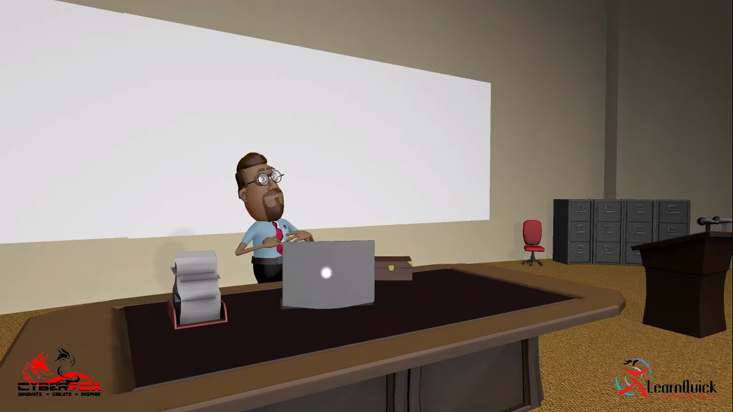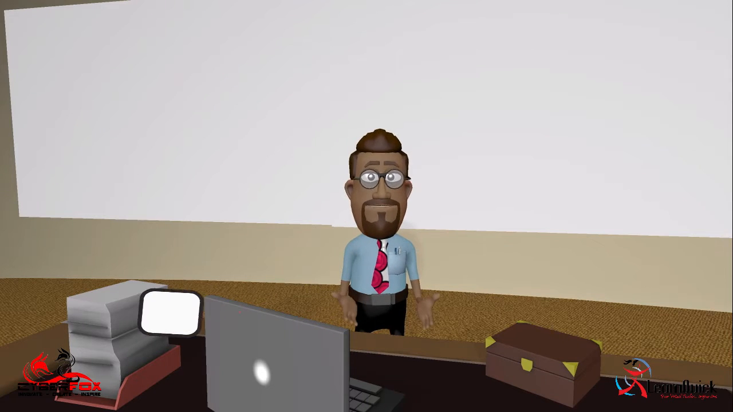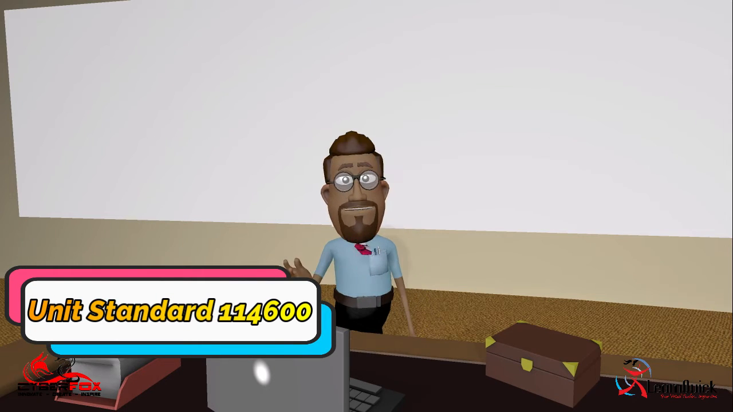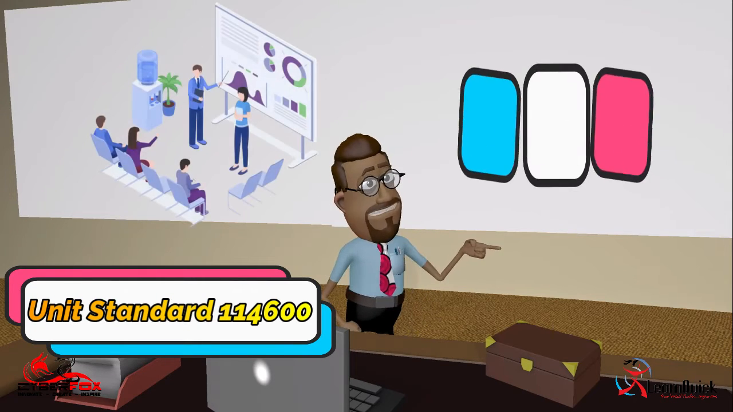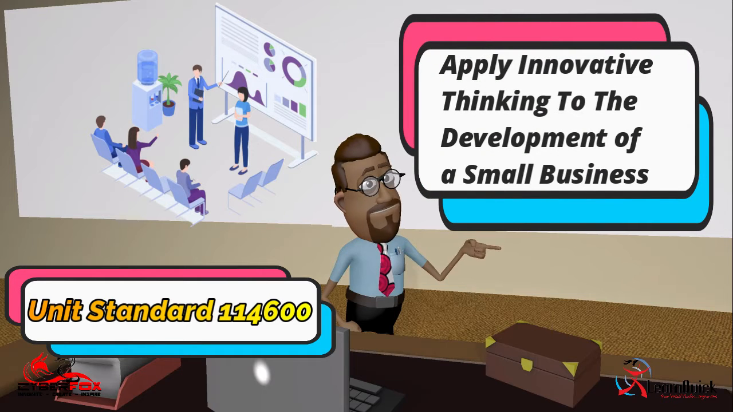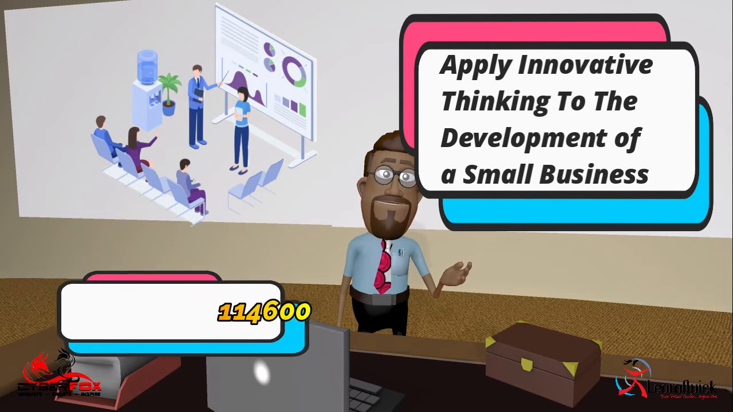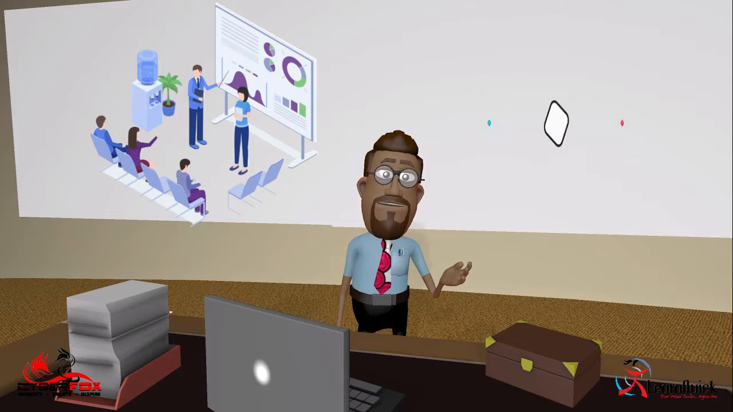Good day, class. Let's kick off with a new section for today, Unit Standard 114600. The Unit Standard title is Apply Innovative Thinking to the Development of a Small Business. In this Unit Standard, we will have 3 sessions.